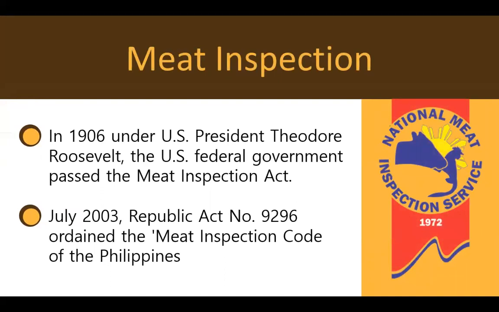Now let's talk about meat inspection and grading. In 1906, under U.S. President Theodore Roosevelt, the U.S. federal government passed the Meat Inspection Act. This law requires the inspection of all meats that are transported across state lines. It also requires the federal government to inspect animals before slaughter and carcasses after slaughter, establishes sanitation standards for meat processing plants, and allows the government to routinely monitor the activities of these plants.